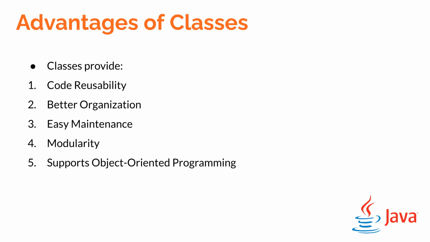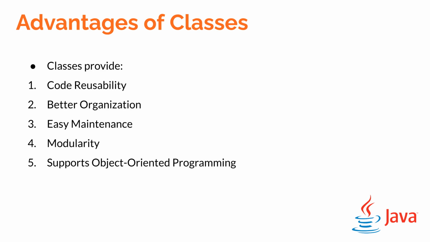3. Easy maintenance. If you need to make changes, you only modify the class once. All objects automatically use the updated version. Real-life example: if a company updates the design of a mobile phone, all newly manufactured phones follow the new design automatically.